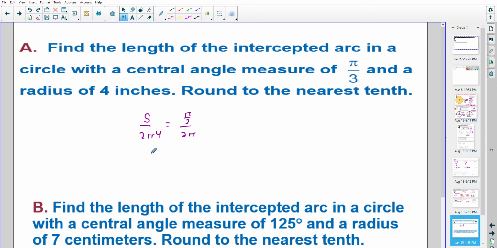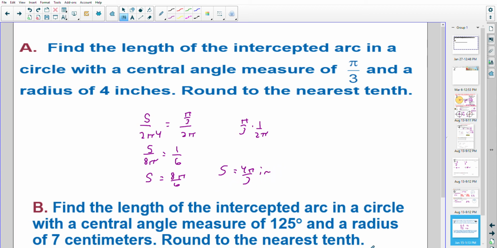Then I want to simplify. S is to 8 pi is equal to 1 over 6. You could think of that as pi over 3 times 1 over 2 pi. And at this point, you can multiply both sides by 8 pi. And therefore, the arc is equal to 4 pi over 3 inches.